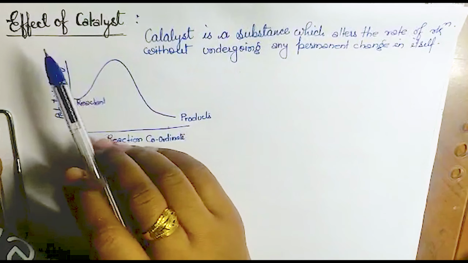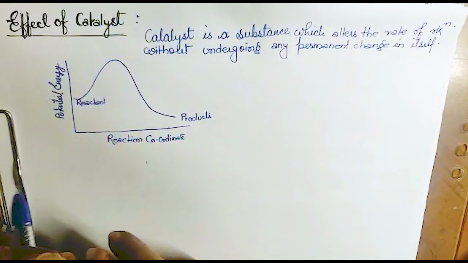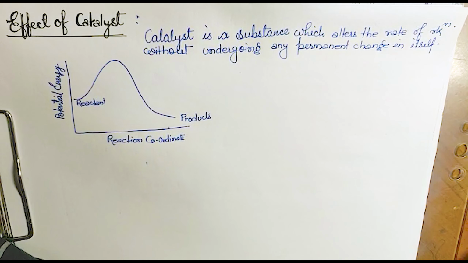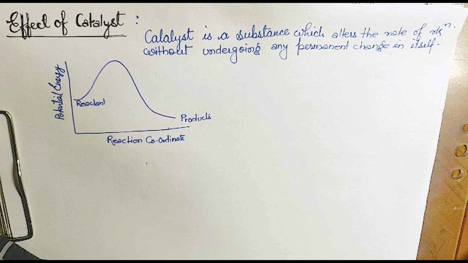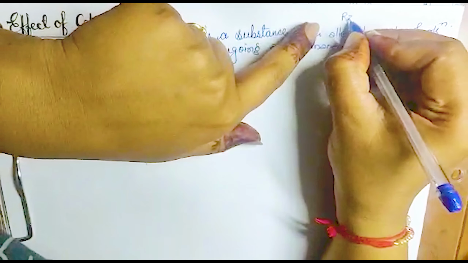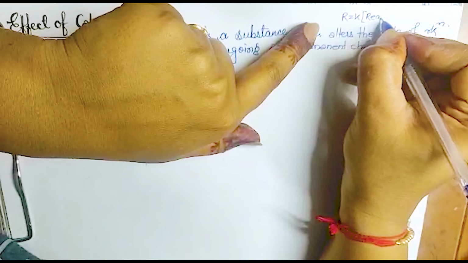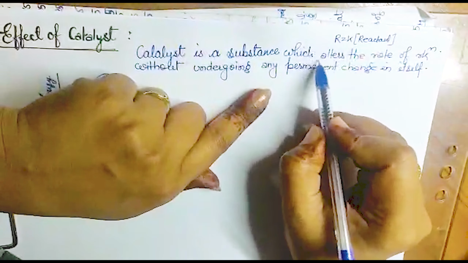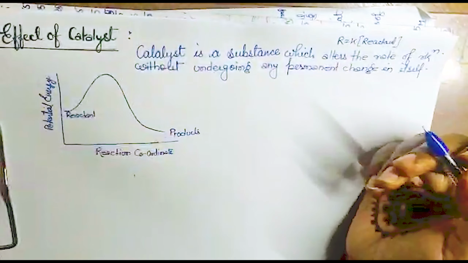So class, today we are going to learn the effect of catalyst. We have done the factors affecting rate constant. Out of that, we have done concentration first. Concentration is not that important a topic, because we know that if we increase the concentration of reactant, the rate of reaction will also increase, and hence the rate constant also increases.